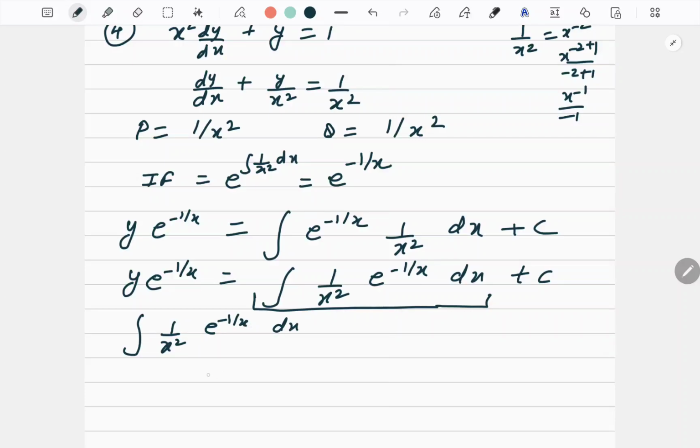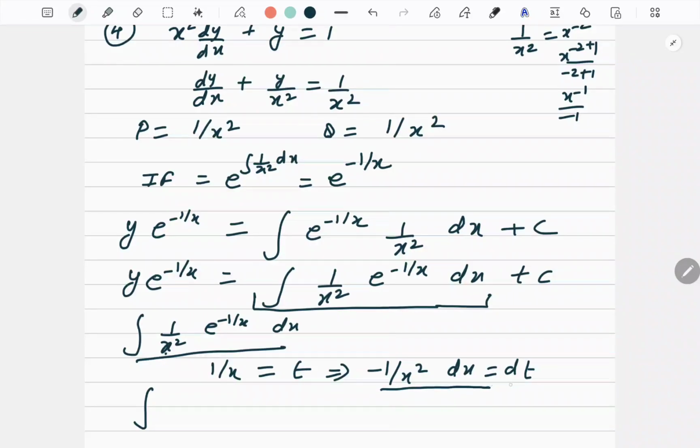Okay. So let me start. Let 1 by x is equal to t, which implies minus 1 by x square dx is equal to dt. So I will substitute it here in my integral. So integral 1 by x square dx is what? Minus dt. This minus and dt. So dt, and the minus sign I am putting outside. Okay. And e to the power minus 1 by x means e to the power minus t.